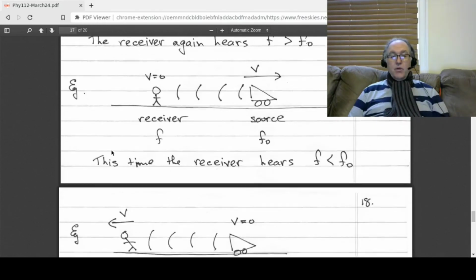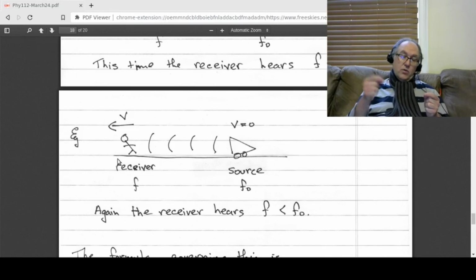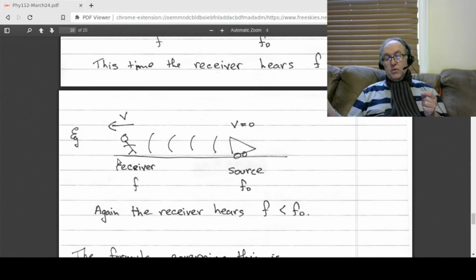Okay, and similarly, if the receiver is running away from the source, well, then the waves have to travel further to catch up to this receiver, and so the receiver is receiving them less frequently, and therefore lower frequency. Okay, so there's actually 4 possibilities. You can have the source approaching the receiver, you can have the source receding from the receiver, you can have the receiver approaching the source, or the receiver receding from the source, moving away from the source.